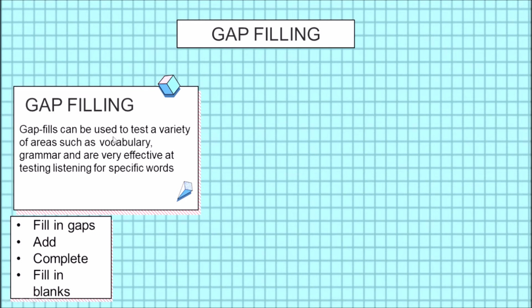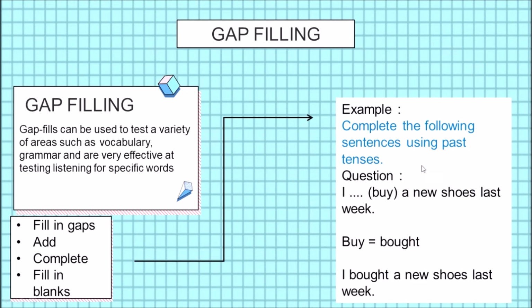This is the common verb for this question: fill in gaps, add, complete, fill in blanks. This is the example. The common verb instruction for this question is: complete the following sentences using past tense.